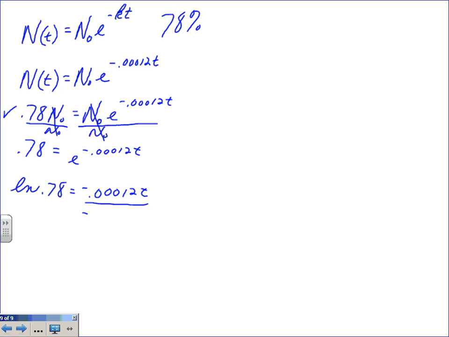Divide both sides by negative 0.00012. So in your calculator, just hit ln 0.78, close your parenthesis, divide it by negative 0.00012. And they found that this document was about 2,070 years old. Okay. So that's how you would use these equations.